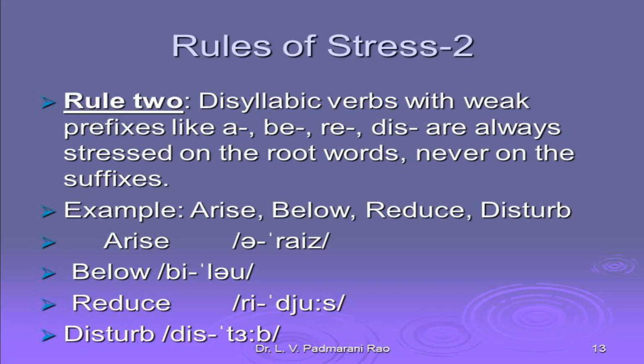So it is always disturb, distend, disband, deceive. The second syllable or the root syllable is accented and never the prefixes. That's the second rule. The second rule of stress is disyllabic words with weak prefixes like A, BE, RE, DIS are always stressed on the root words, never on the prefixes. Remember this while you are pronouncing the sounds. Obviously, your pronunciation improves by 10%.